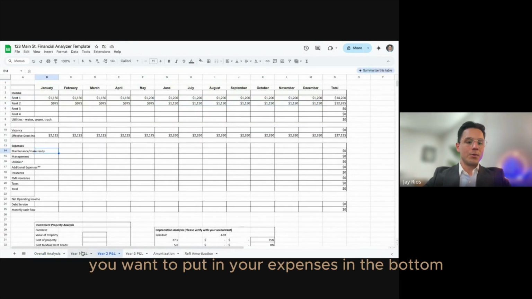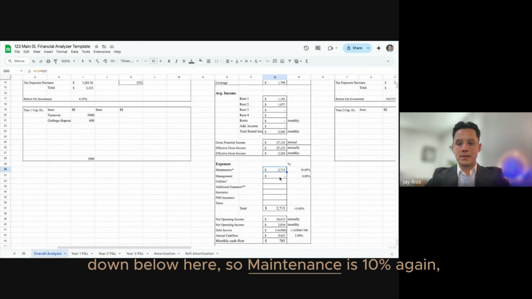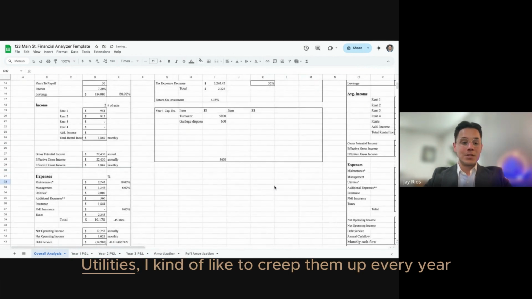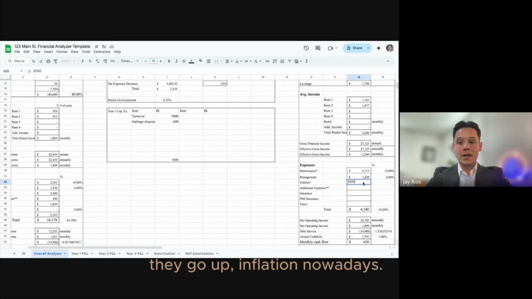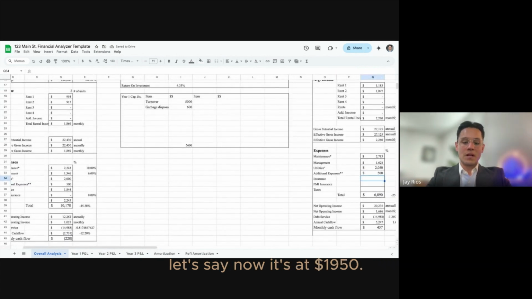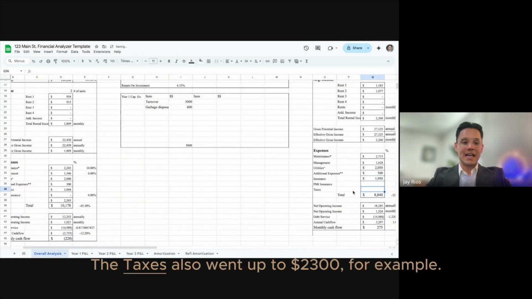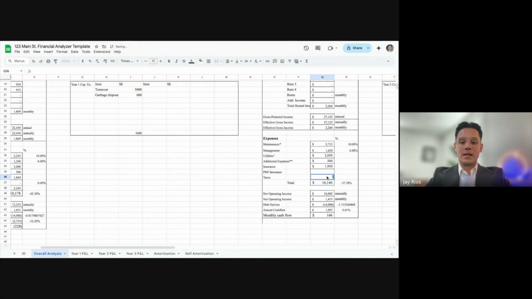It's the same thing here. You want to put in your expenses in the bottom, down below here. So maintenance is 10% again. Management, say, is 6%. Utilities, I kind of like to creep them up every year because you know they go up. Inflation nowadays, $500 for the reserve, the insurance, is at $1,844. Let's say now it's at $1,950.